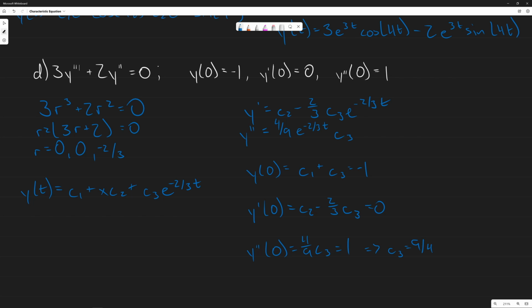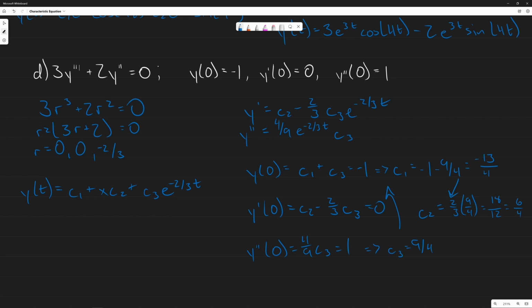And since c3 is equal to 9/4, we can plug it into the first equation. So c1 equals negative 1 minus 9/4, or negative 13 over 4. And then from the second equation, c2 will be positive 2 over 3 times 9/4, or 18 over 12, which is 6/4.